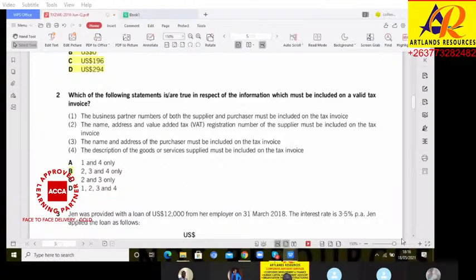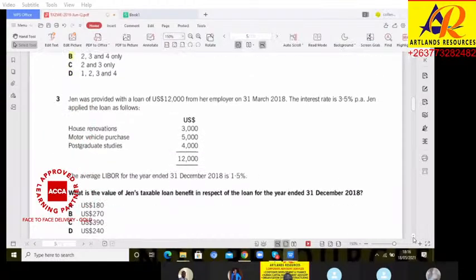Let us move. Number three, Jane was provided with a loan of 12,000 from her employer on 31 March 2008. The interest rate is 3.5%. Jane applied the loan as follows: house renovations took 3,000, motor vehicle purchase 5,000, and graduate studies 4,000. The average LIBOR was 1.5%. What is the value of Jane's taxable benefit in respect of the loan for the year ended 31 December 2008?